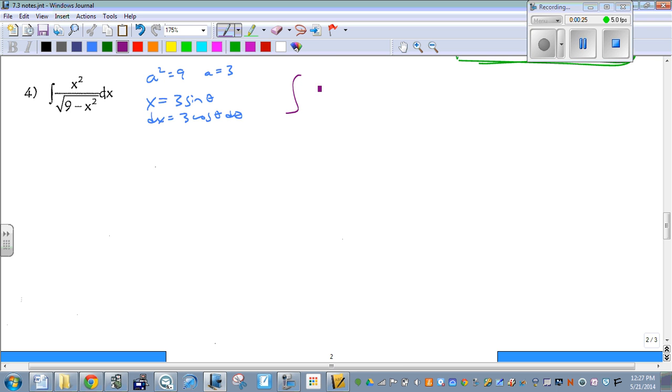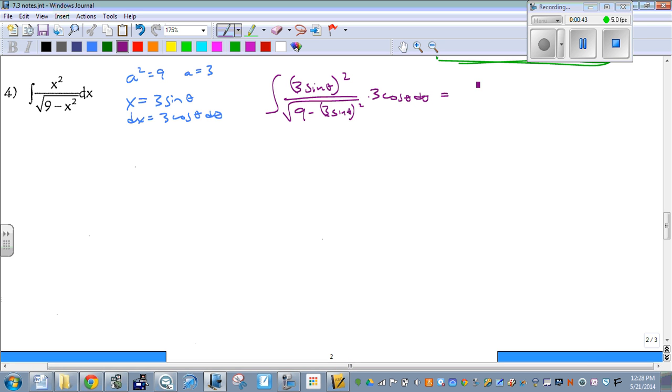We can go ahead and substitute those in. We have the antiderivative of (3 sine of theta) squared over the square root of 9 minus (3 sine of theta) squared, times dx, which is 3 cosine of theta d theta. So we can go ahead and multiply some things out. We end up with 9 sine squared of theta on top. On the bottom, we have the square root of 9 minus 9 sine squared of theta. We also have a 3 cosine of theta on top, so I'm going to change this to a 27 and add our cosine of theta up there.